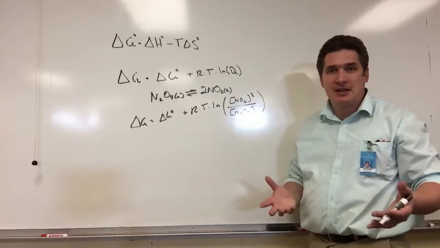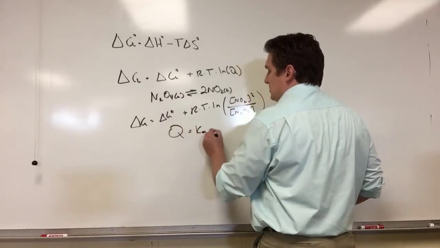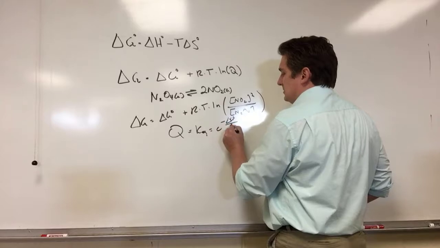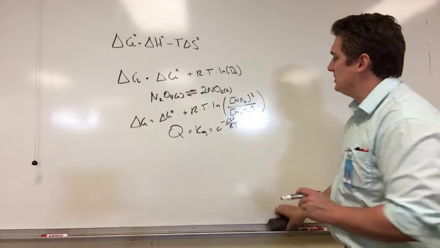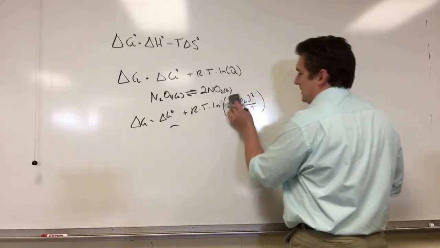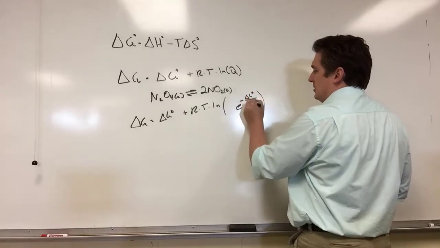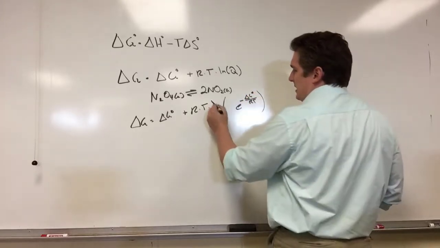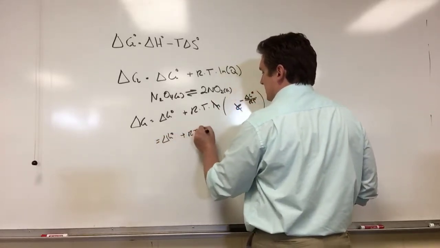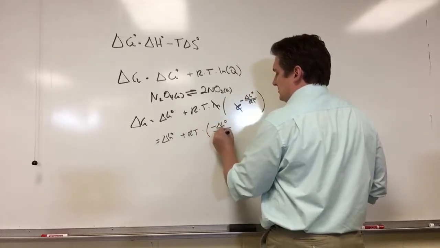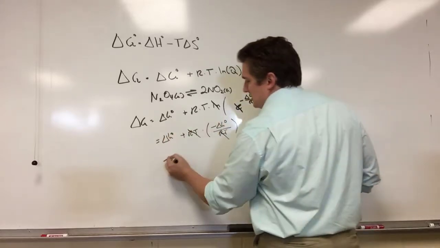Now, let's say you are at equilibrium. So at equilibrium, Q equals KEQ, which equals e to the minus delta G naught over RT. So what happens if we make this substitution? Let's say we're actually at equilibrium. So I'm going to have to erase this relationship. And I get that it's actually ln e to the minus delta G naught over RT. Well, my natural log is going to cancel out my exponential, so I get delta G naught plus RT times minus delta G naught over RT. My RTs will cancel out. I get delta G naught minus delta G naught, which is 0.